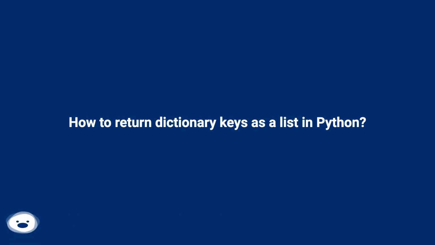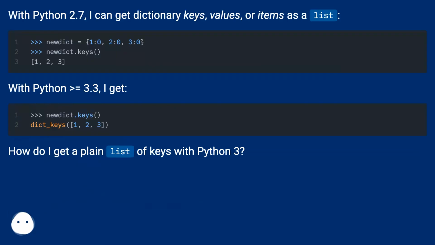How to return dictionary keys as a list in Python? With Python 2.7, I can get dictionary keys, values, or items as a list. With Python greater than or equal to 3.3, I get a dict_keys object. How do I get a plain list of keys with Python 3?